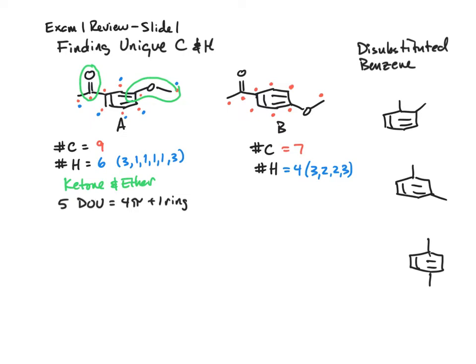So again, why are you learning this? What's the relationship between A and B? Your structural isomers. They're constitutional isomers. So they have the same molecular formula, but different connectivity of the atoms.